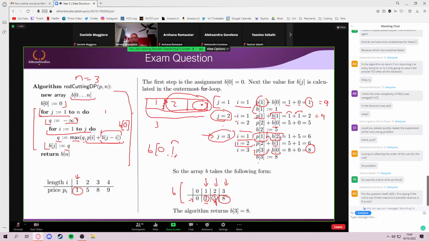Yeah, exactly. And if you want to know exactly which cuttings you need to do, then you just check this one. And you see, okay, I have an 8 over here. This is the highest one. So my first cut is at 3. And this is what I do with the rest, except there is no rest, sort of. Yeah, does this make sense, I guess?